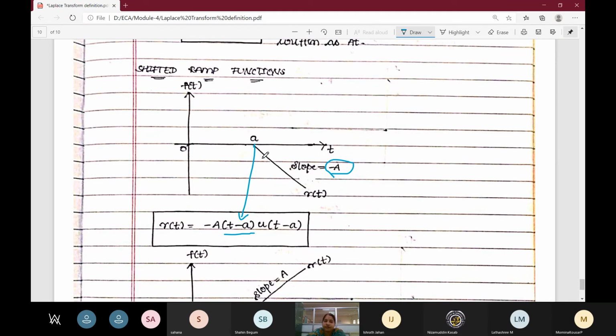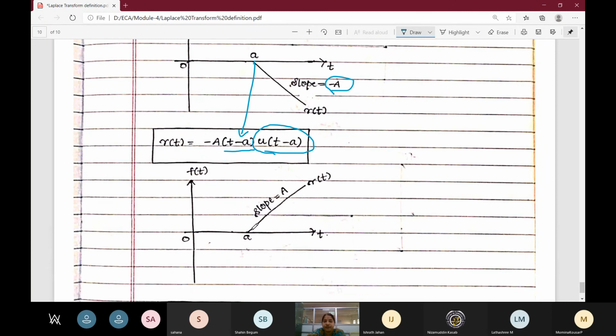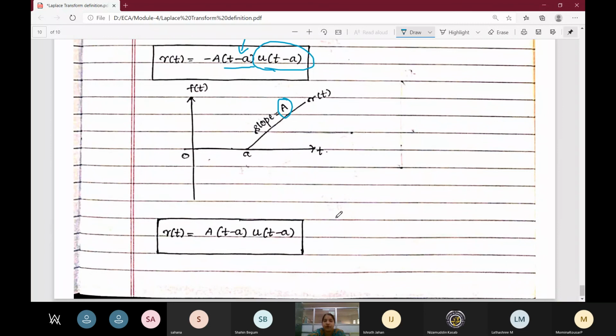For any function other than the unit function, you have to multiply with the unit step function. It is like multiplying with 1. So whenever you write this ramp function, you have to write the equivalent unit step function, that is u of t minus a. Next, for a shifted ramp function, if it is shifted upwards because it has a positive slope, then instead of minus a it is plus a, into t minus a, multiplied with the unit step function. This is the ramp function multiplied with the unit step function for the shifted one.